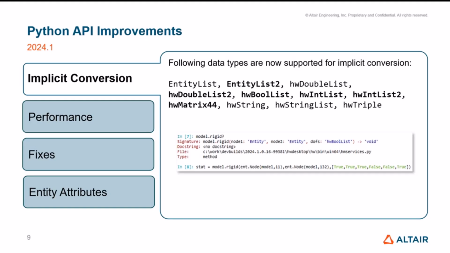And in 2024.1, we have extended this implicit conversion to support all the types that are highlighted in bold on this slide. So entity list 2, the two-dimensional list, double list, 2D and bool list, int list, etc., etc.